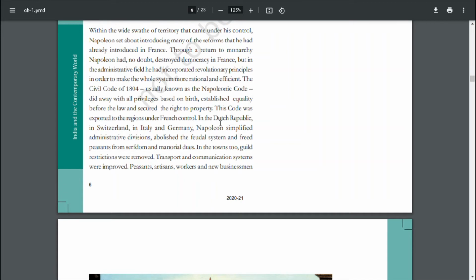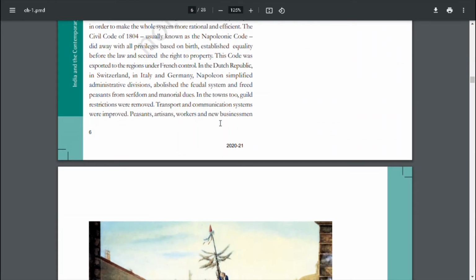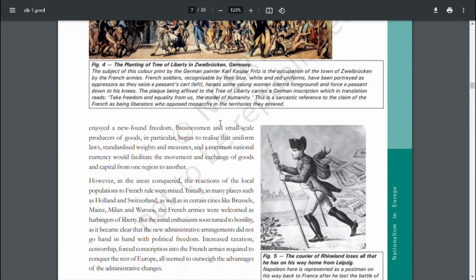In the Dutch Republic, in Switzerland, in Italy and Germany, Napoleon simplified administrative divisions, abolished the feudal system, and freed peasants from serfdom and manorial dues. In the towns too, guild restrictions were removed, and transport and communication systems were improved. Peasants, artisans, workers, and new businessmen enjoyed a newfound freedom. Businessmen and small-scale producers of goods, in particular, began to realize that uniform laws, standardized weights and measures, and a common national currency would facilitate the movement and exchange of goods and capital from one region to another.